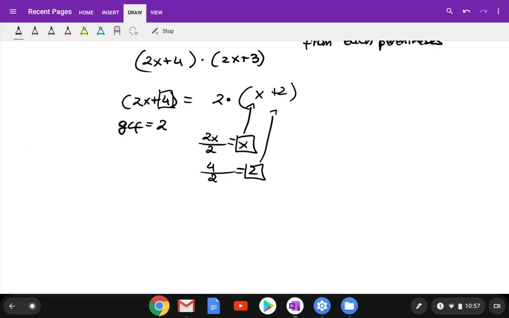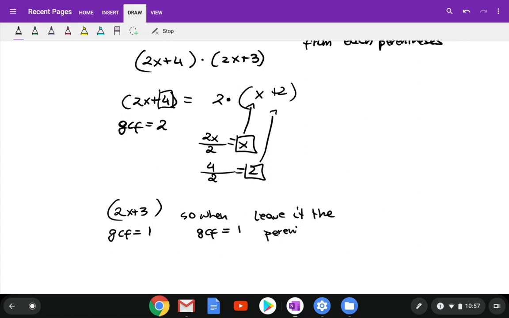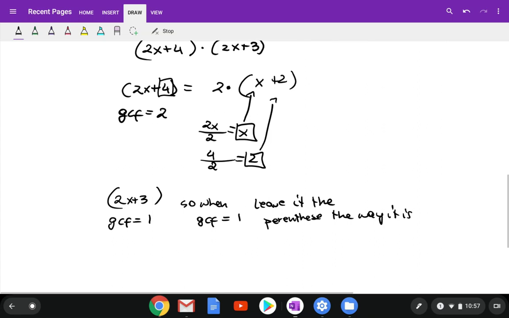Next, the second parenthesis, 2x plus 3. In this case, the GCF is equal to 1. So when the GCF is equal to 1, leave the parenthesis the way it is. So we're just going to keep it. This is prime.